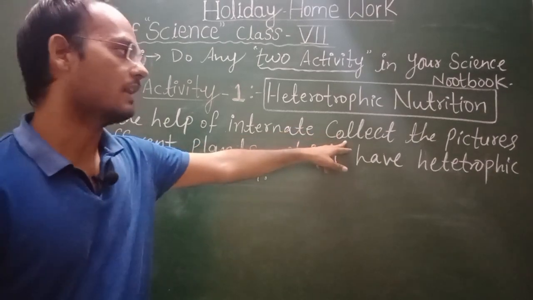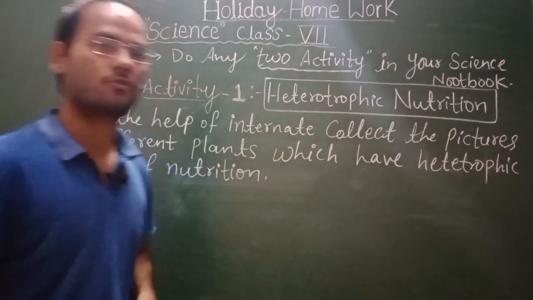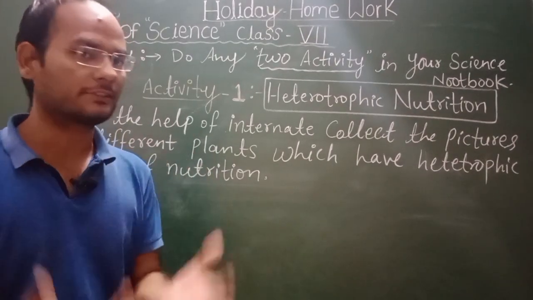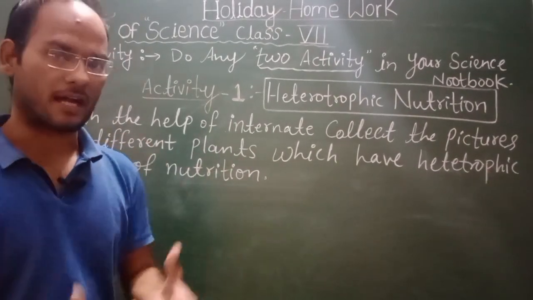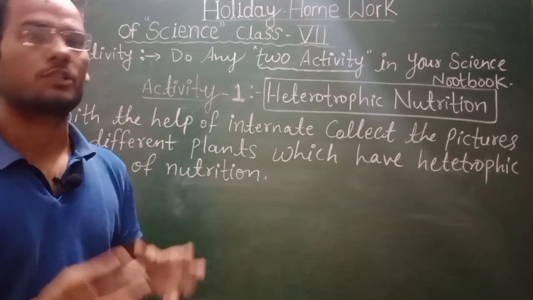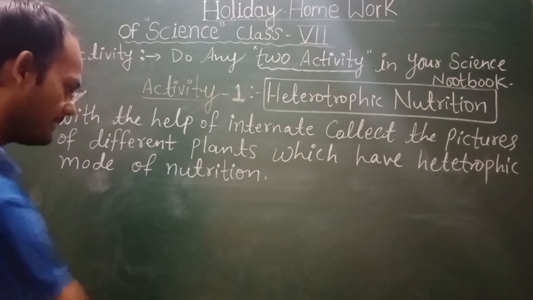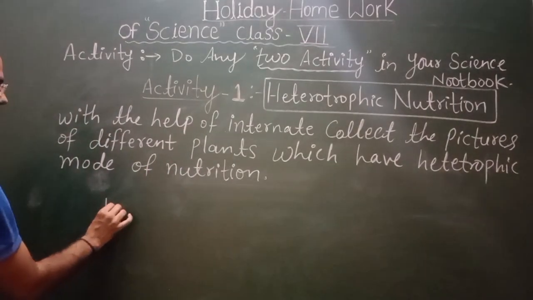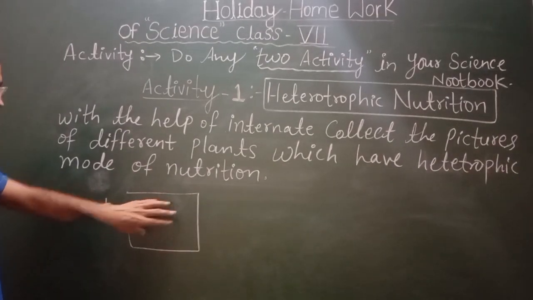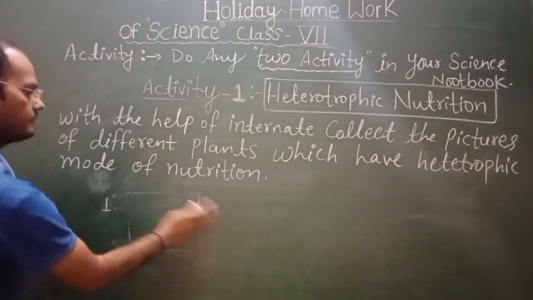Clear? And you have to collect pictures of different plants which have the heterotrophic mode of nutrition. So on the internet, you have to search different plants that show the heterotrophic mode of nutrition, collect their pictures, take the printout, cut them and paste them like this one, number one. Paste such kind of plant pictures, clear, and right here also write heterotrophic mode of nutrition.